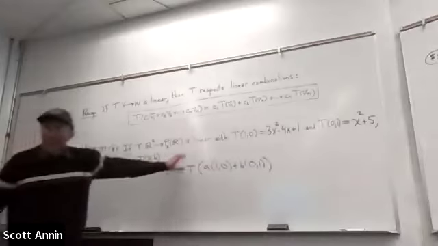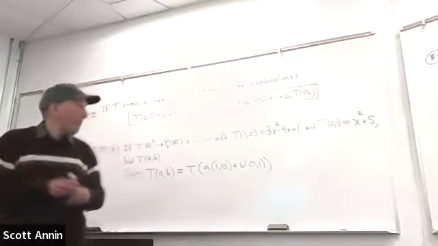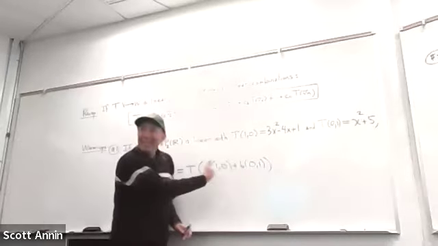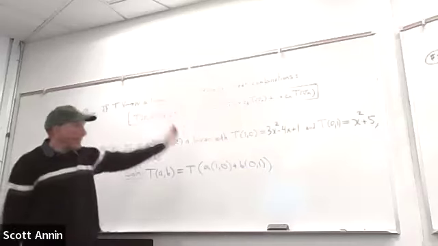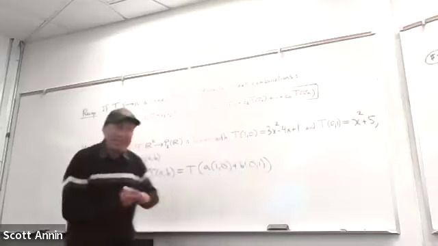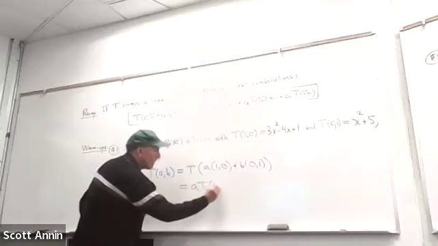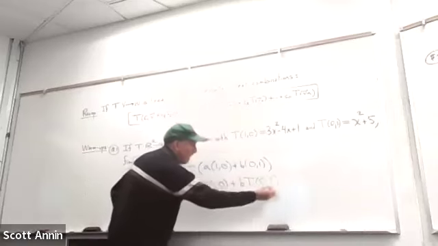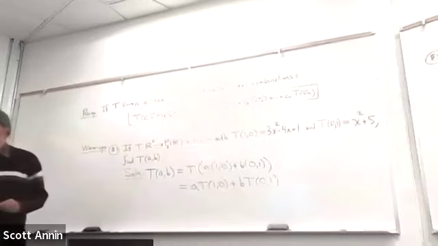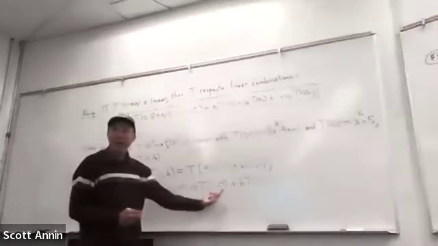And the reason that I have done that is because now what I have in these parentheses is really just one of my linear combinations that T must respect. T will respect this. So we can use the fact that T is linear to pull out the A, pull out the B, and split up the plus sign. Okay, so this is the idea here.